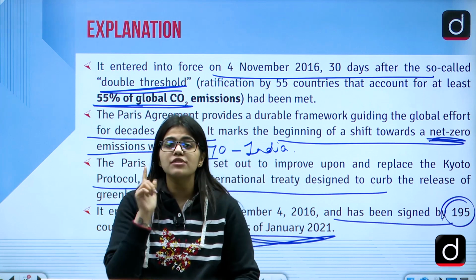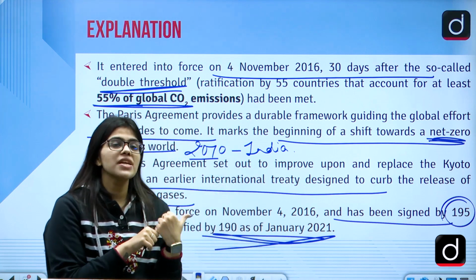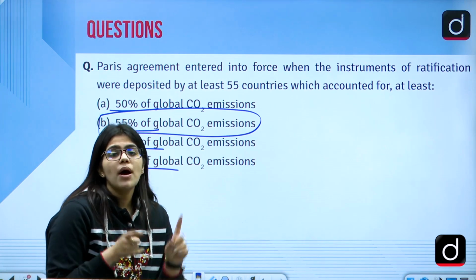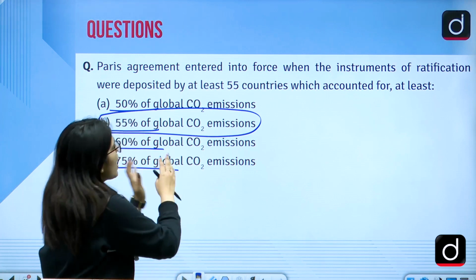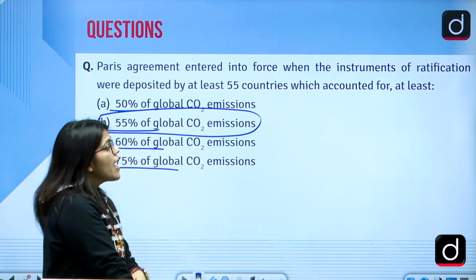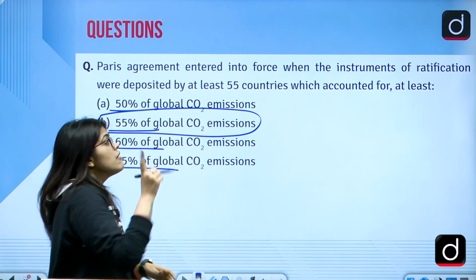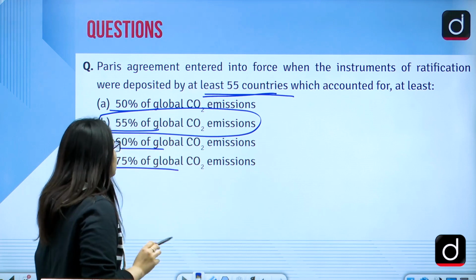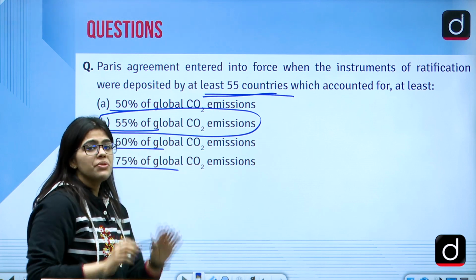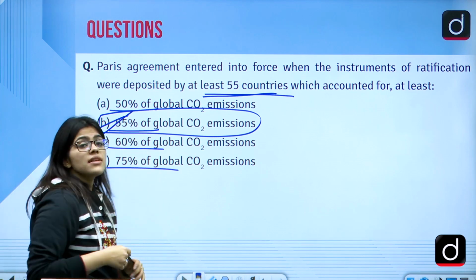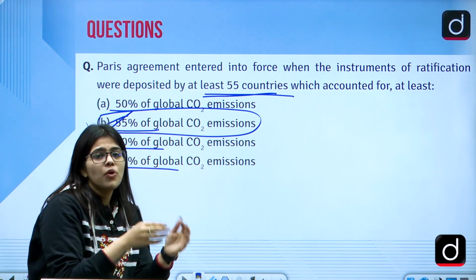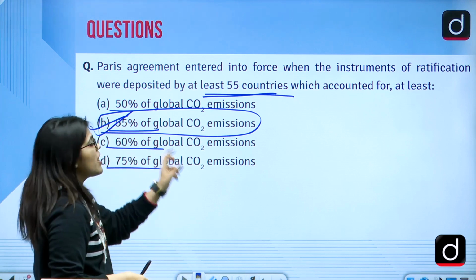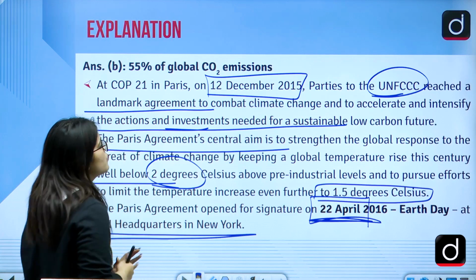I will quickly revise all of these things with you. We'll start from this slide and this question. Here we are talking about the Paris Agreement, and we all know that it started when at least 55 countries came together and ratified that the global emission of CO2 would be reduced. All of these countries who are emitting so much pollution, with greenhouse gases increasing, would come together and 55% of the global CO2 emission would be cut.